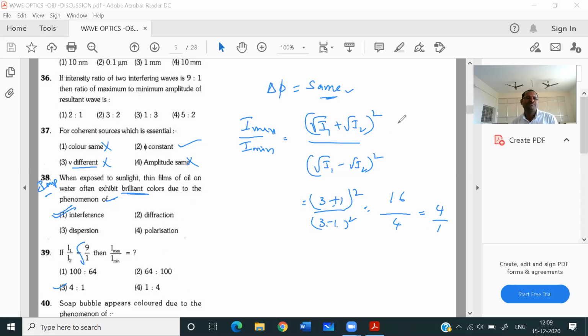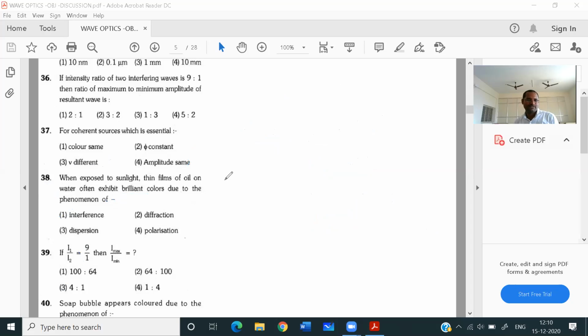Got it? This type of questions are repeating, which means they are important. Clear? Even though they are repeating, I am discussing them because they are important. This type of questions you will get for NEET students. Next, question number 39 is over.